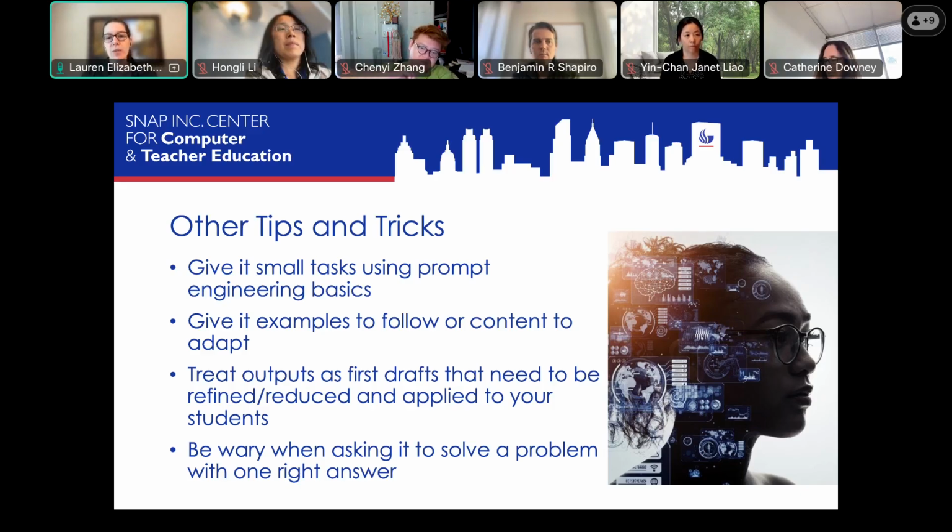And then be wary when asking it to solve a problem with a single right answer. We once had a teacher ask us, can ChatGPT do my taxes? I'm like, it can give you something that looks a lot like taxes. I wouldn't turn it in to the IRS because it's definitely wrong. If it's got one right answer, I wouldn't trust ChatGPT or any generative AI to give it to you.